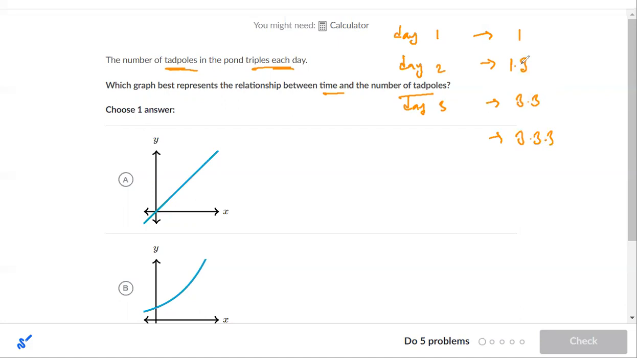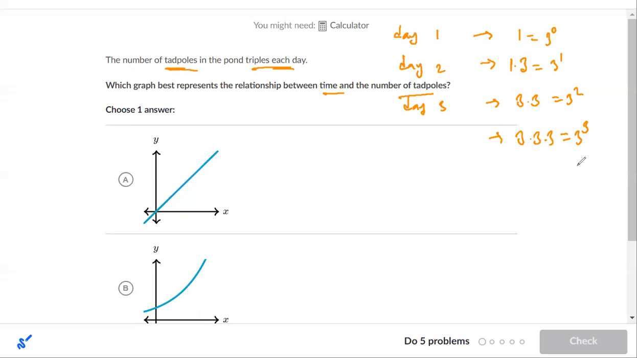So you will just see that this is 3 to the first power. This is going to be 3 to the second power. This is 3 to the third power. And this was 3 to the 0 power. So whenever you are multiplying something to get the next number, that is a geometric sequence.